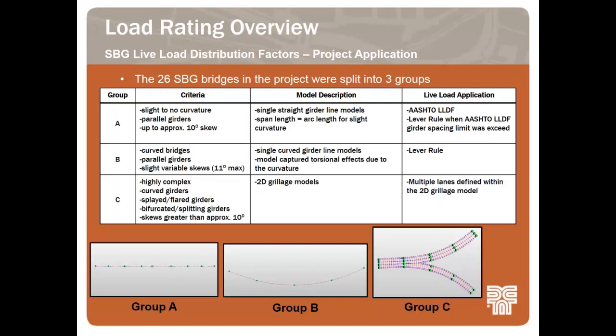Group B was for curved bridges that needed to capture the torsional effects. The model used was a single curved girder line model, which would capture the torsional effects due to the curvature. The live load was applied using a single lane load with a lever rule calculated distribution factor. The last group was highly complex bridges with curved girders, flared girders, splitting girders, and skews greater than 10 degrees. This is where the 2D grillage models were used as a refined analysis, and the live load was determined by using multiple lanes within the 2D grillage model.